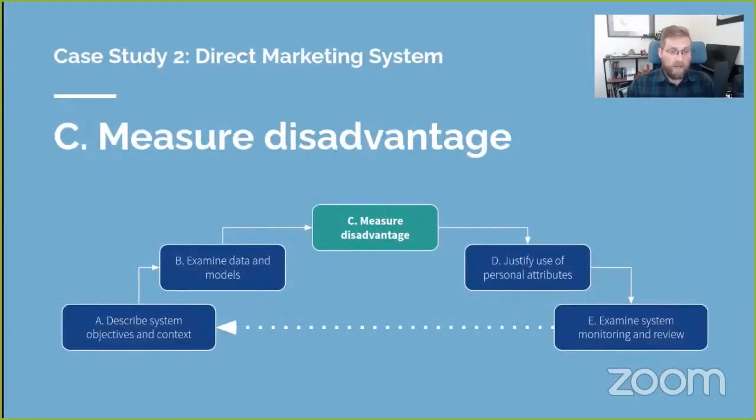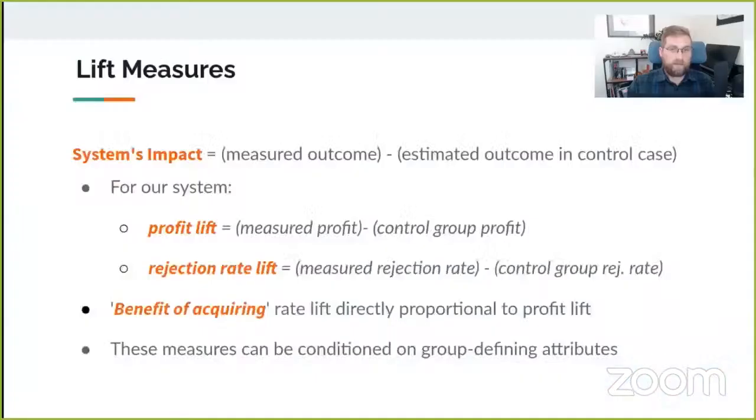All right, now we get to part C, which is the crux of the methodology, where we try to measure quantitatively how we're achieving our fairness objectives. We're going to develop specific fairness measures that flow from the previous parts, from the harms and benefits and from the groups that we're worried about.